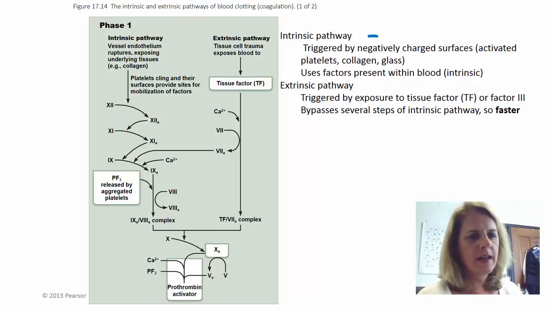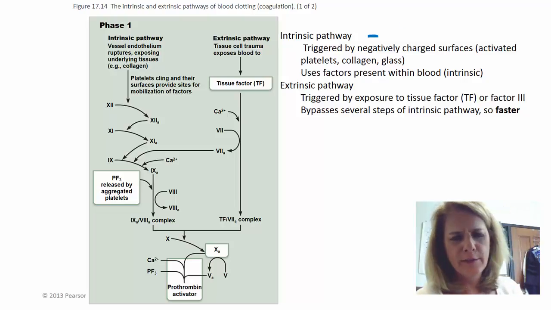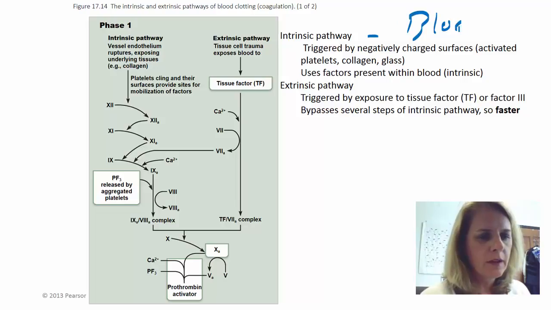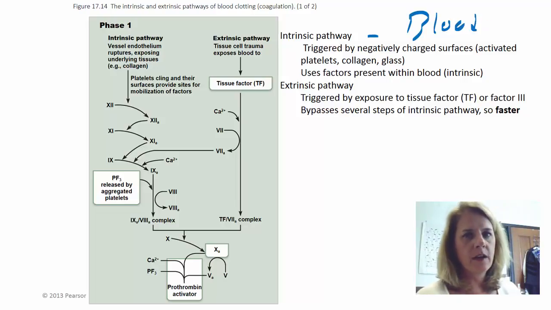So maybe something, a negatively charged surface, inside the blood, I'm sorry. I think I said inside the vessel. Yeah, inside the blood. So these are the factors inside the blood that cause clotting.